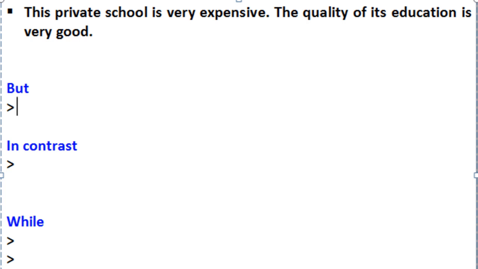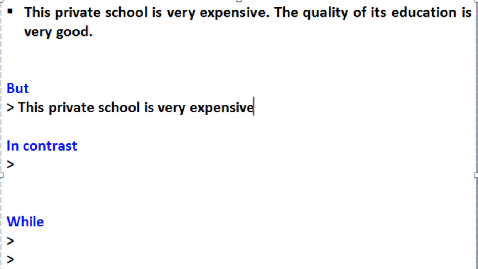We said that but goes in the middle of a sentence, and it should be preceded by a comma. So here you can start either by the first sentence or the second. There is no problem. Of course, if you want to start by the second sentence, you have to make some changes in the sentence. So, this private school is very expensive, comma, but the quality of its education is very good.